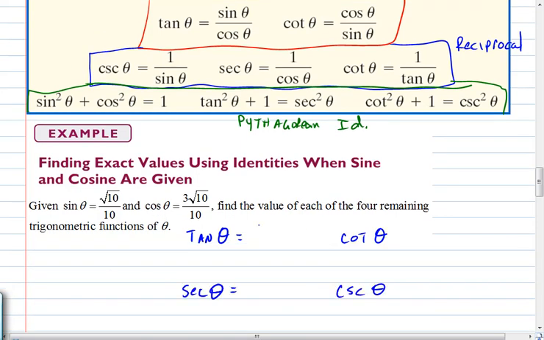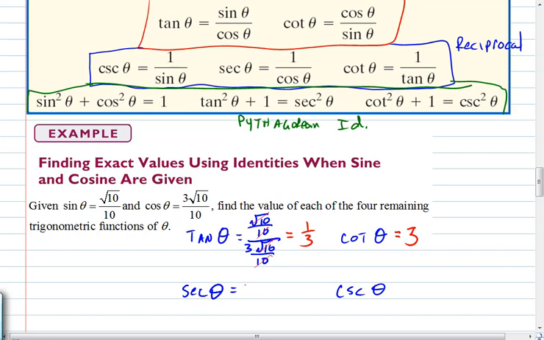So tangent is sine over cosine, 3 square roots of 10 over 10. The 10s are going to cancel out because they're the same and they're in the denominator. The square roots of 10 are going to cancel out because they're both in the numerator. And this is going to simplify to 1/3. So what is cotangent theta? 3. That's nice. Secant is 1 over cosine.